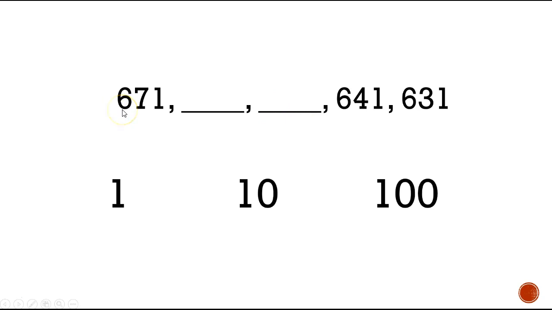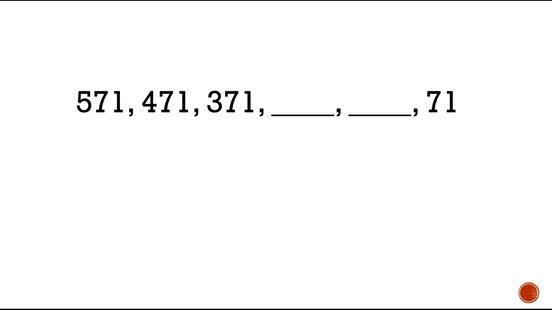So let's fill in these blanks. What number would come after 671 if we were counting down by tens? 661. Remember, the only number that we're changing is the tens because we're going down by tens. So what would we fill in this blank with? What number would come after 661 if we're going down by tens? 651. Good.